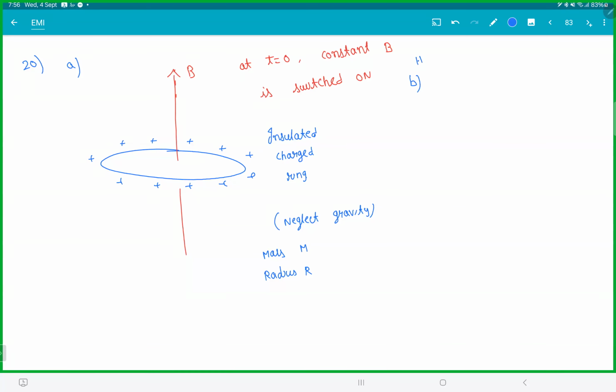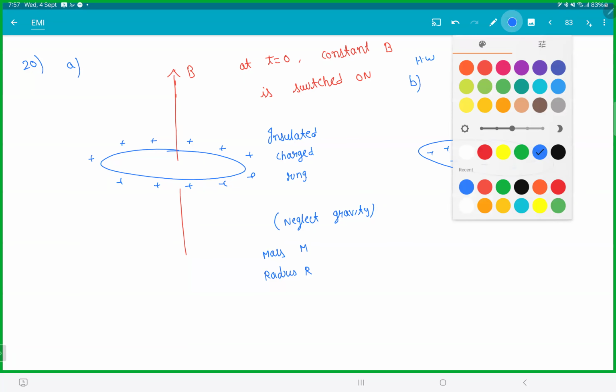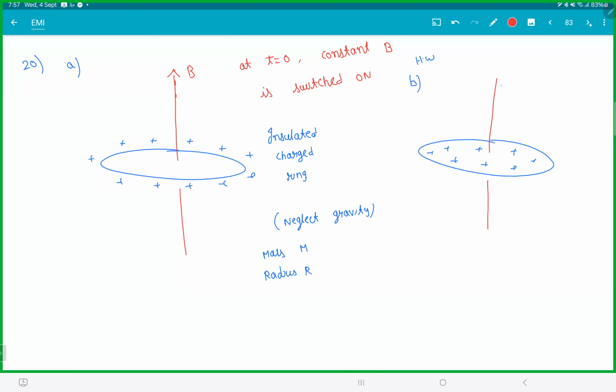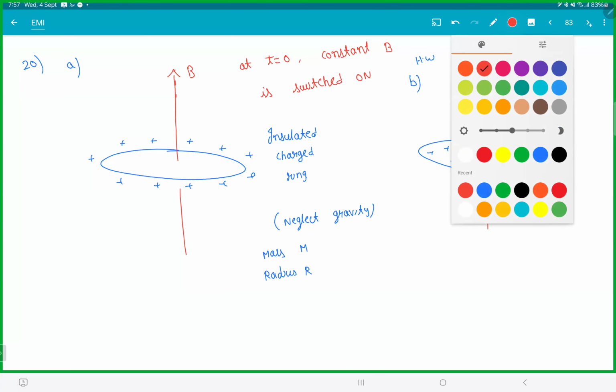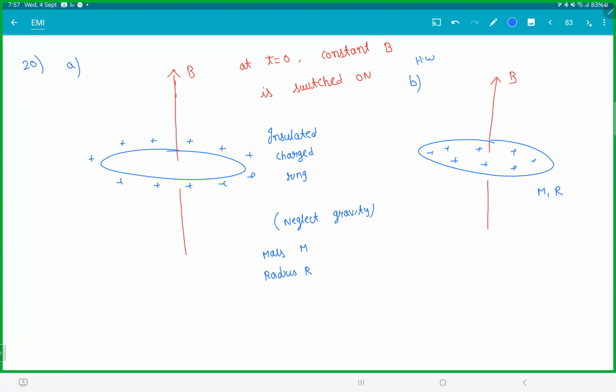So A part is what? B part is the homework. We'll do the same question, but this time it is a charged disk, mass M, radius R, and charge Q. So the question is, the moment you switch it on, find omega of the ring and the disk. Find the angular velocity of the ring and disk after the field is switched on.